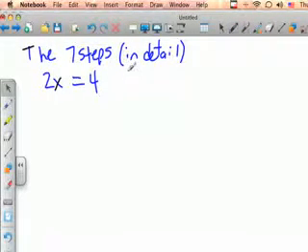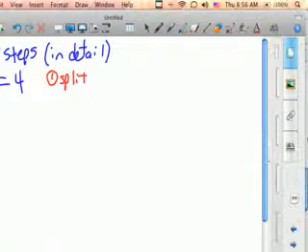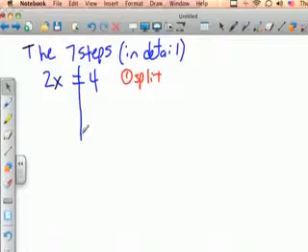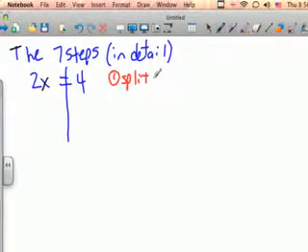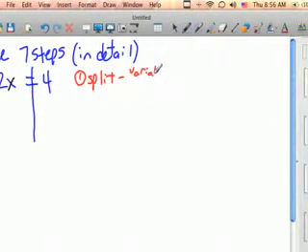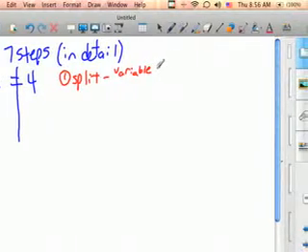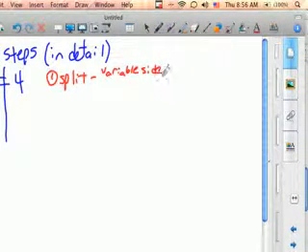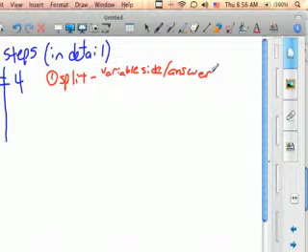And the first step would be to split. Now, why do I split? Well, the reason that I split is because I need a variable side and I also need an answer side. Let's spell that correctly: answer.